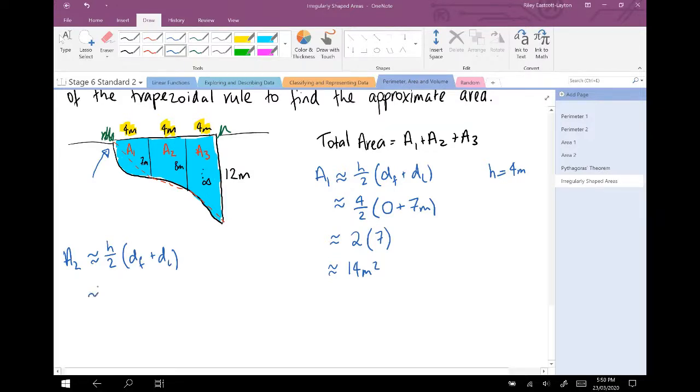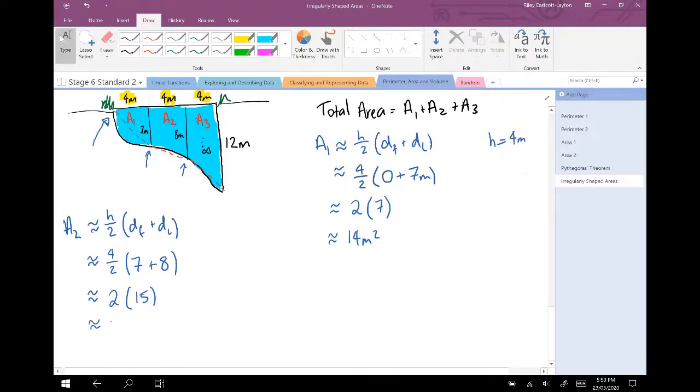So for A2, we're going to have 4 on 2, this bit's not going to change. Our first value is this bit right here, 7 plus 8. Our 8 comes from the depth right there. So 4 over 2 is 2, 7 plus 8 is 15, and 2 times 15 is 30 meters squared.